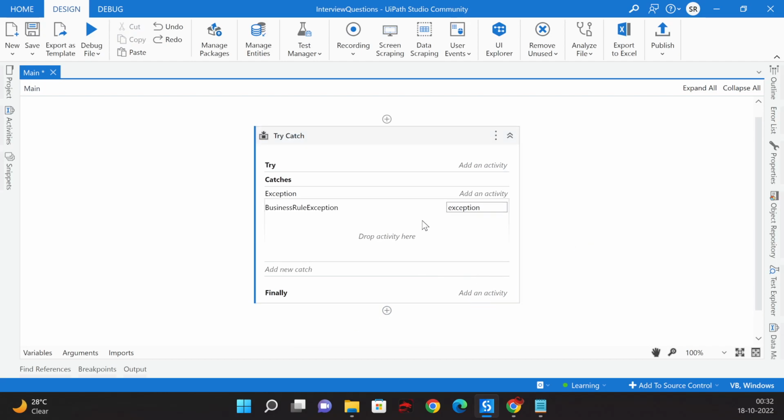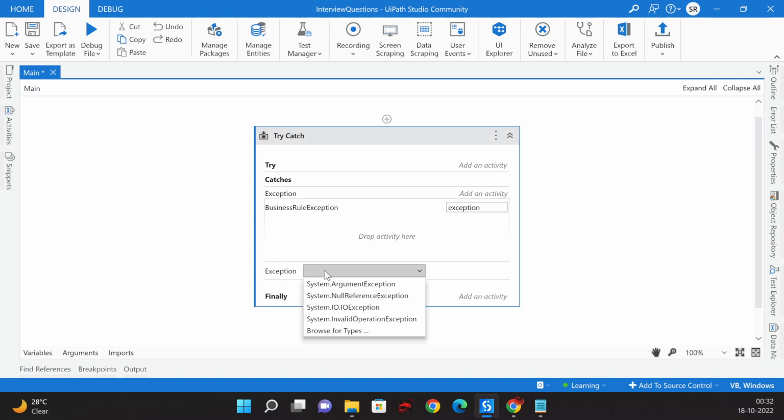Most commonly we'll be using only System Exception and Business Rule Exceptions, but we can define any number of Catch blocks.